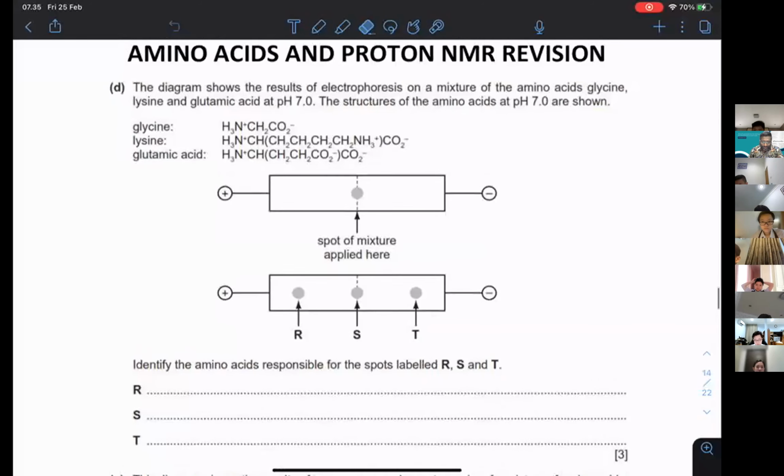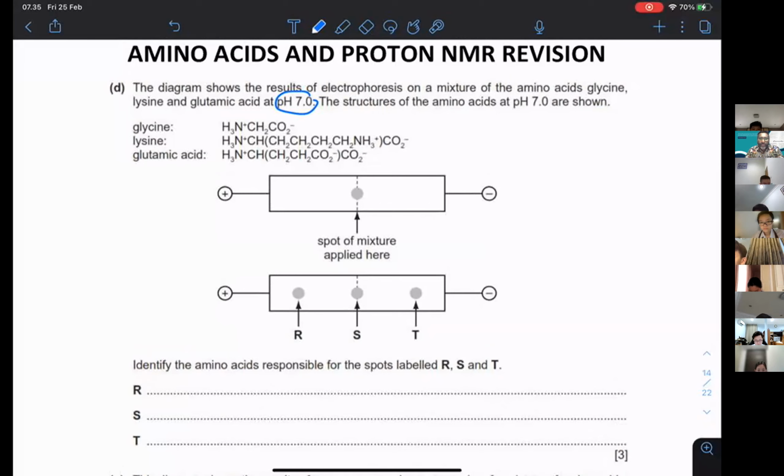Okay, so if you look over here, they say that the diagram shows the results of electrophoresis using the amino acids glycine, lysine, glutamic acid, all of them at pH 7. So the buffer solution is at pH 7. Whatever you have over there, if you can identify the charge, you know where they are going to move, left or right.